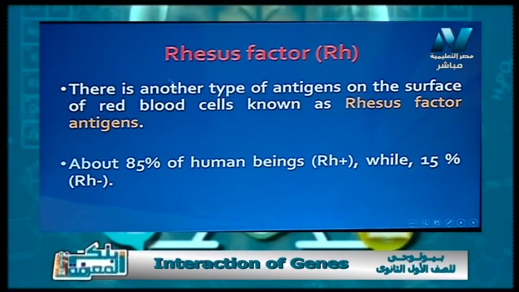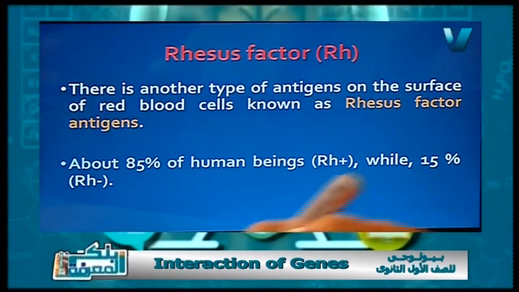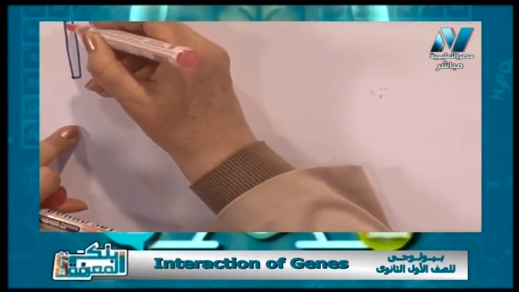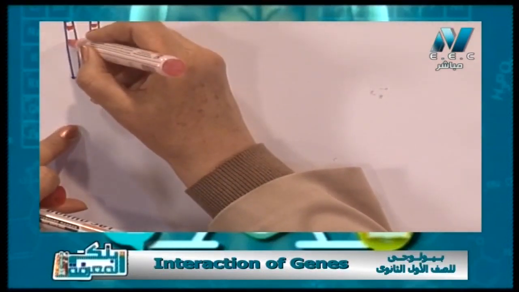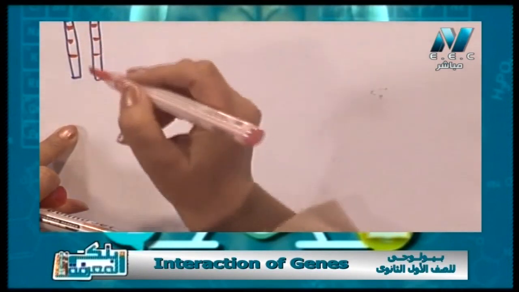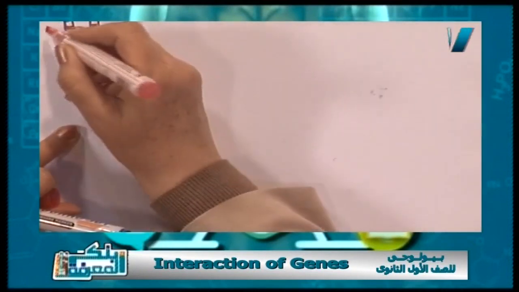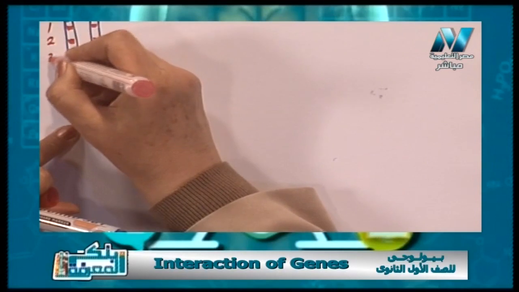Actually, this character is controlled by 3 pairs of genes, and these 3 pairs of genes are located on 1 homologous chromosome. Have a look with me. So this is 1 homologous chromosome, for example, and there are 3 pairs of genes on the same homologous chromosome. This is pair number 1, pair number 2, pair number 3.